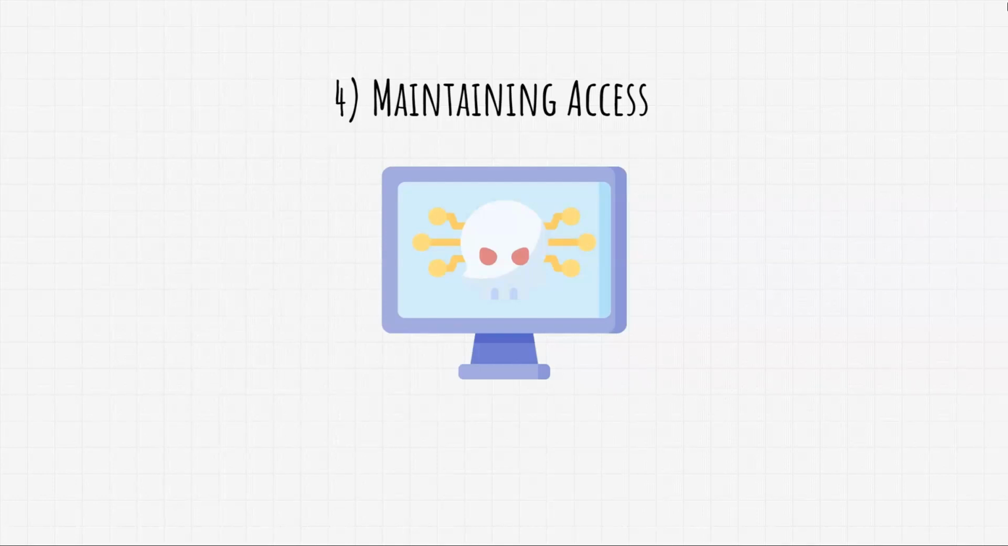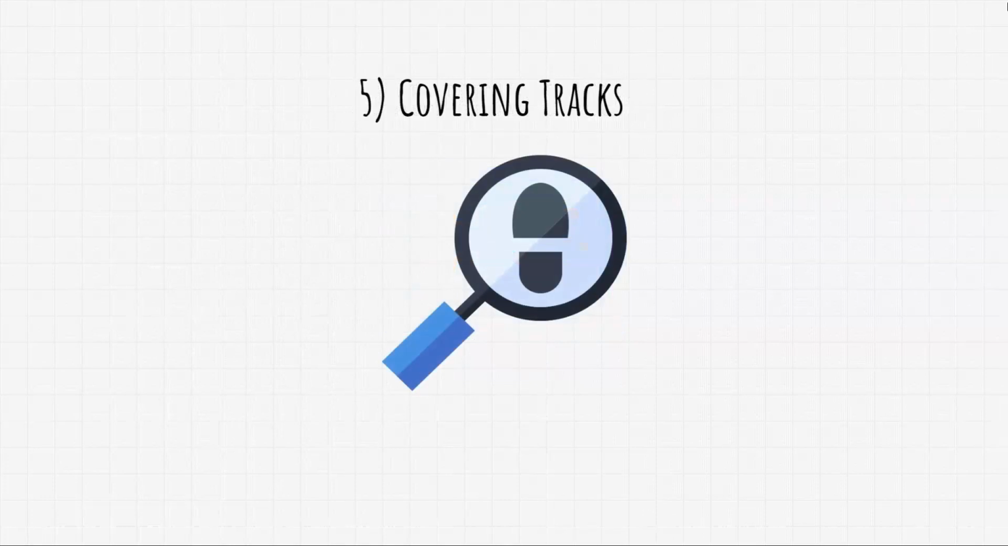And the last step of a penetration test is covering tracks. Covering tracks is simply removing all evidence that an attack ever took place. This can involve deleting or hiding files, editing logs, or basically reverting any changes that you did to the system while the attack took place.